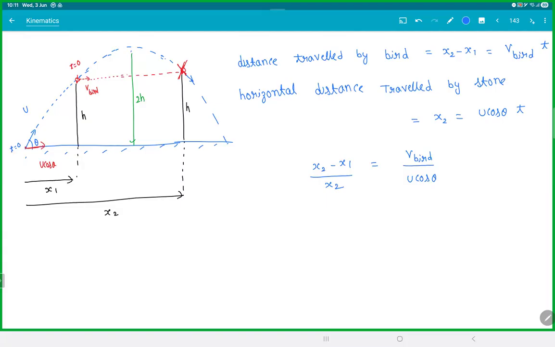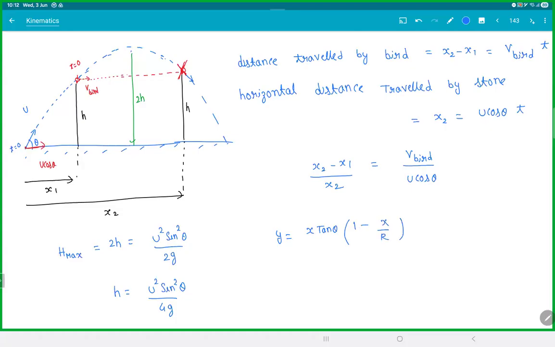Right? And then let's get a few more data points from here. H max is your 2h, which is u square sine square theta by 2g. This is given in the question. So h is equal to u square sine square theta by 4g. So keep this aside, we will use this. Next thing, the equation of trajectory, y is equal to x tan theta, 1 minus x by r.